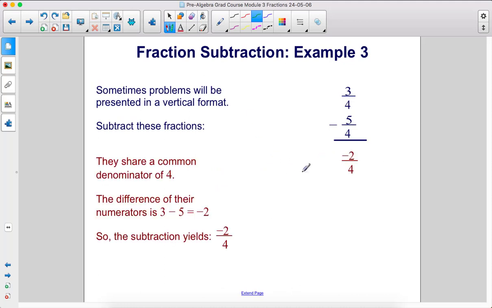But you don't have to rewrite it. You just stick to the same method. You subtract the numerators, so 3 minus 5 is -2, and then you just keep the denominator. The answer is -2 over 4.